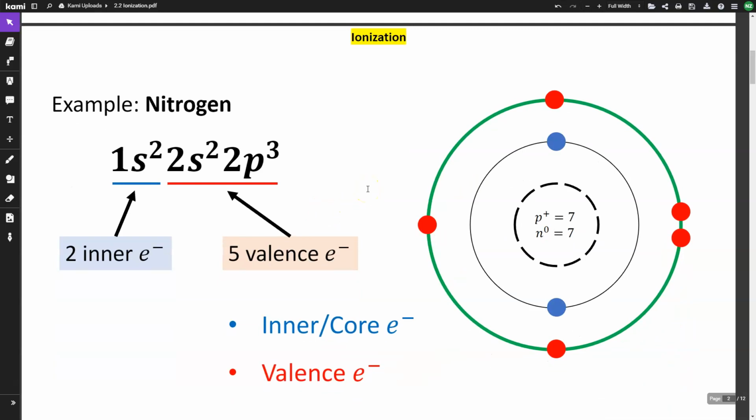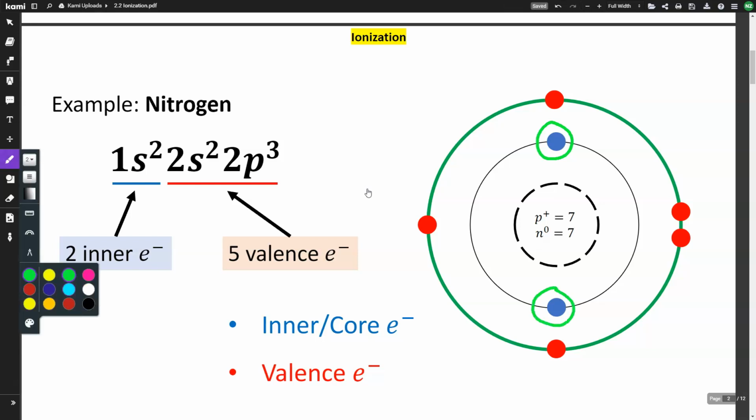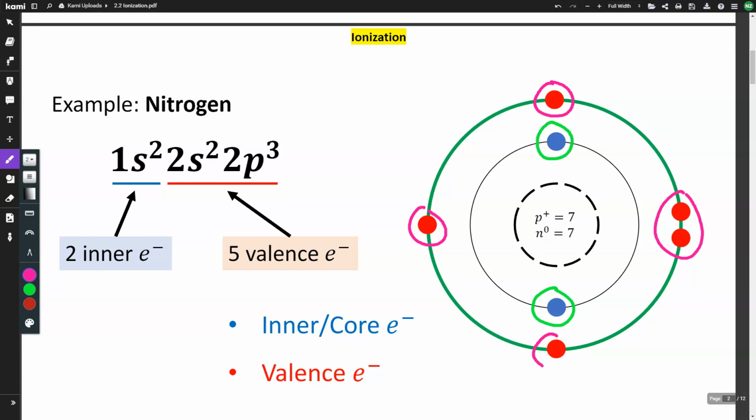So here we have the electron configuration and a Bohr diagram for nitrogen. If you look at the Bohr diagram, we have 2 electrons on the inner level. Those are inner or core electrons. And then we have 5 electrons on the last or outermost energy level. Okay, so we have 5 there.